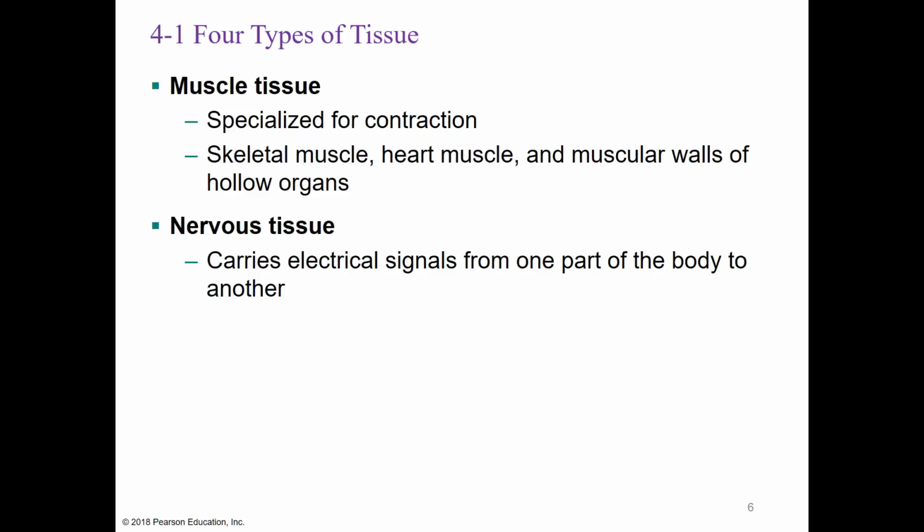Muscle tissue is specialized to contract and does include 3 main types of muscle: skeletal, heart or cardiac, and smooth muscle, which is what we find lining hollow organs. Nervous tissue is going to carry electrical signals from one part of the body to another. So again, we'll revisit those a little bit at the end of the chapter, but in great detail when we get into their individual chapters.